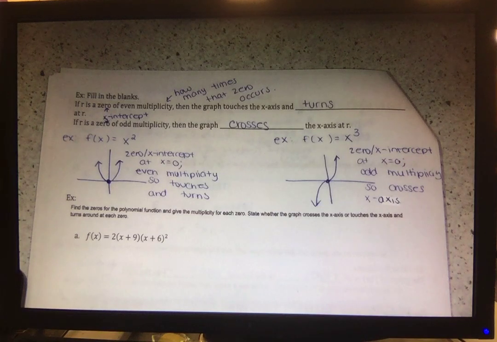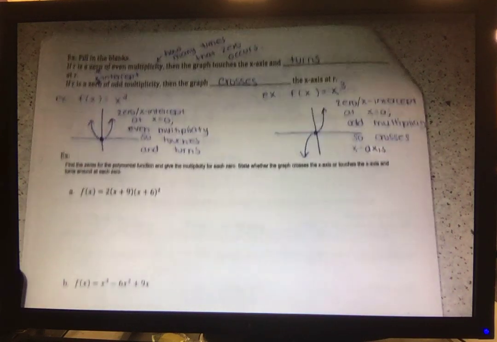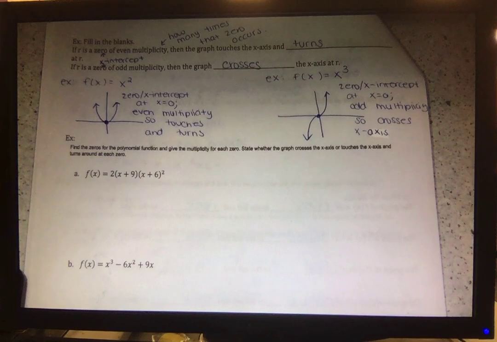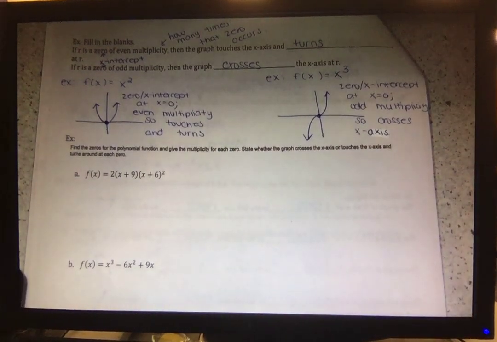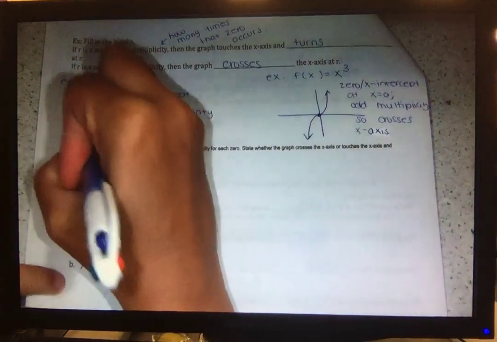Questions, comments, concerns for me? We're going to do some examples next. All right, so let's do an example. Find the zeros of the polynomial function. So we found x-intercepts, that's what we've been doing. Give the multiplicity for each, so how many times does it occur? And then based off the multiplicity, we're going to state whether it crosses the x-axis or touches and turns at each 0. So we're going to find the x-intercept.